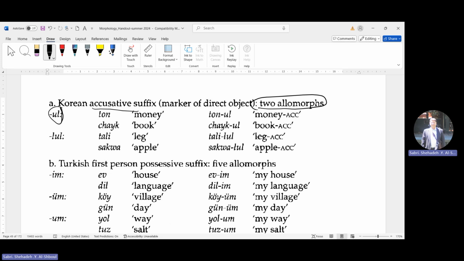We find, dear students, here that the morpheme is typically determined by the preceding phoneme. If it is preceded by a consonant, it is ul, right, in the final position. If it is a vowel, it is lul. So we notice, dear students, here that the morpheme ul becomes lul if and only if it's preceded by a vowel. Where is the vowel here? It is on the boundary of the word.